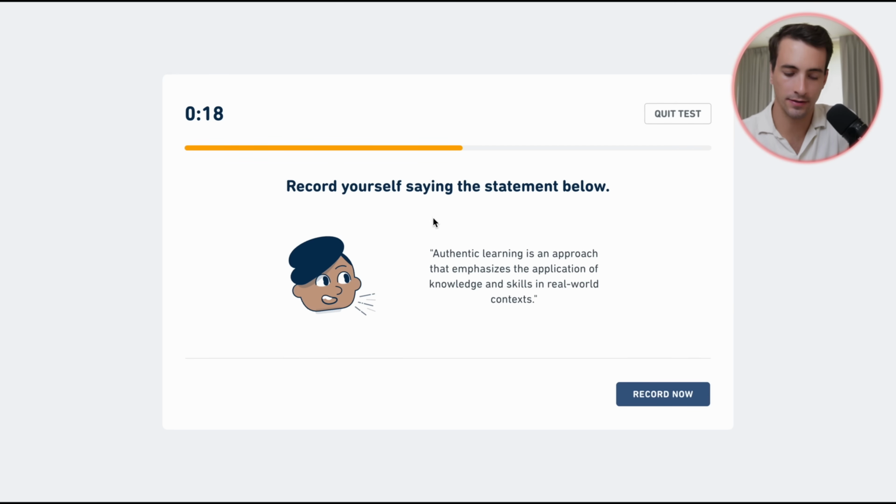All right, you can read these and prepare your answer. You only have 20 seconds, so be mindful of that, because a long one like this, you'll need at least 10 seconds, so I'm going to have to speak fast. Authentic learning is an approach that emphasizes the application of knowledge and skills in real-world contexts.